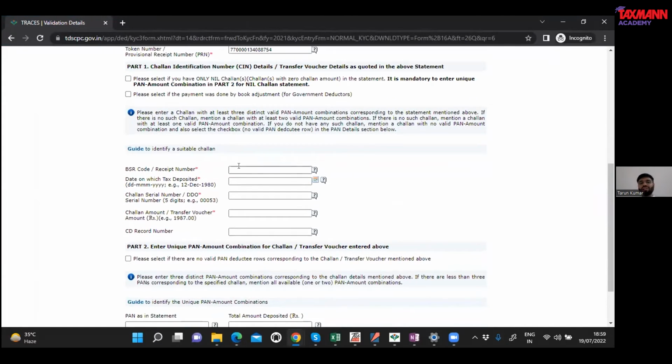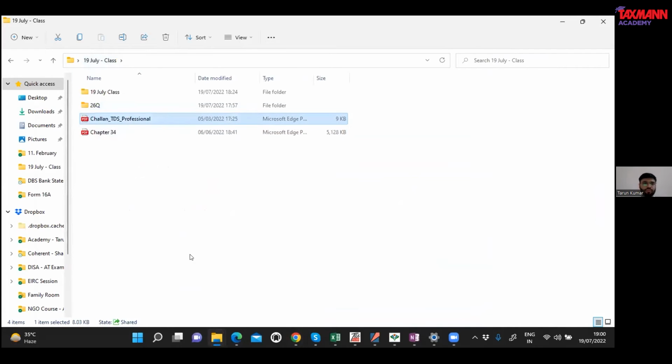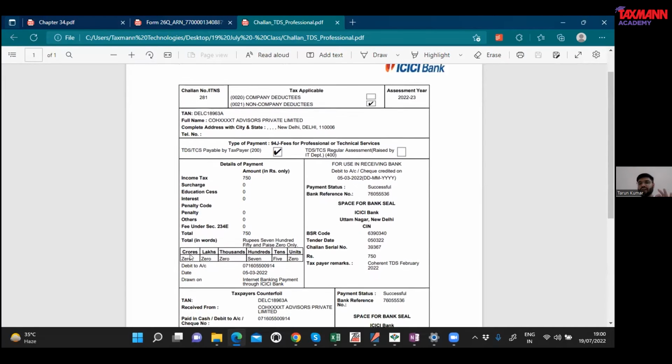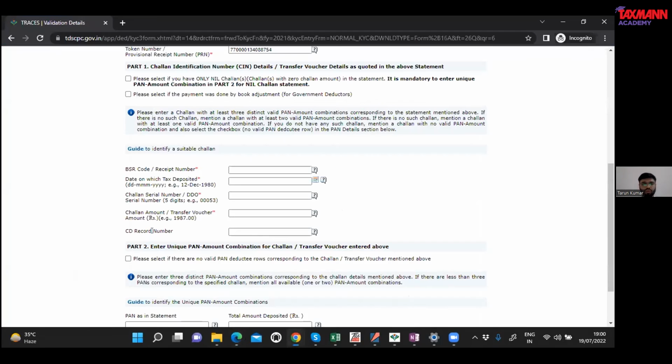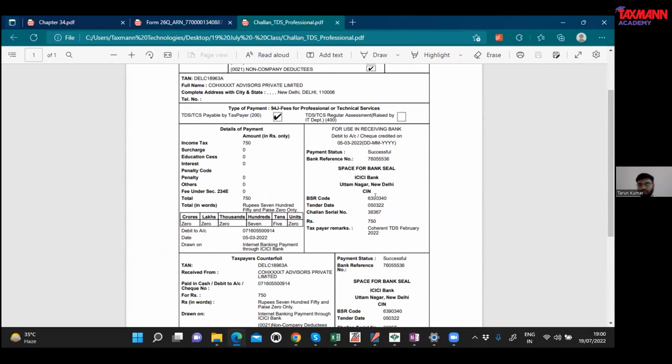Then it is asking for challan details. So during that quarter, you can mention the details of any one challan. I have saved that challan separately. During the last quarter, for the month of Feb, this was the challan we had deposited. Details from this challan you need to mention there. So what details is it asking? First one is the BSR code. So here is the BSR code, right? 6390340.